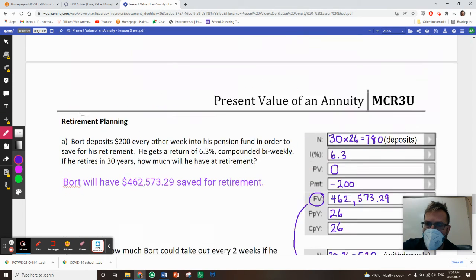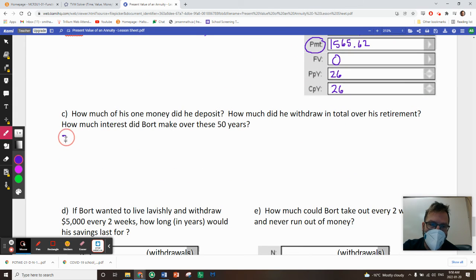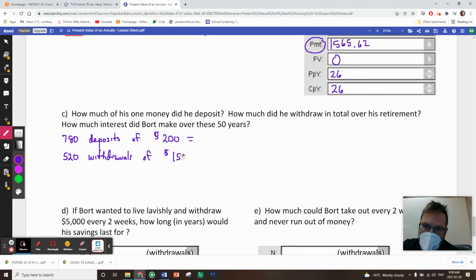So Bort made 780 deposits of $200. Can you guys calculate how much that is? And then he made 520 withdrawals of 1565.62. When we calculate both of those things, we'll be able to make a fair comparison and see how much interest Bort has made. A standard calculator will work fine for this. 780 times 200.